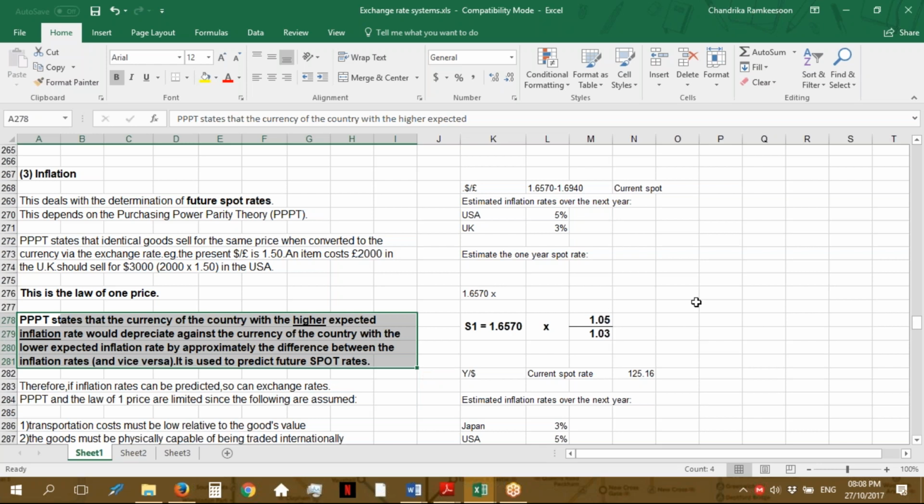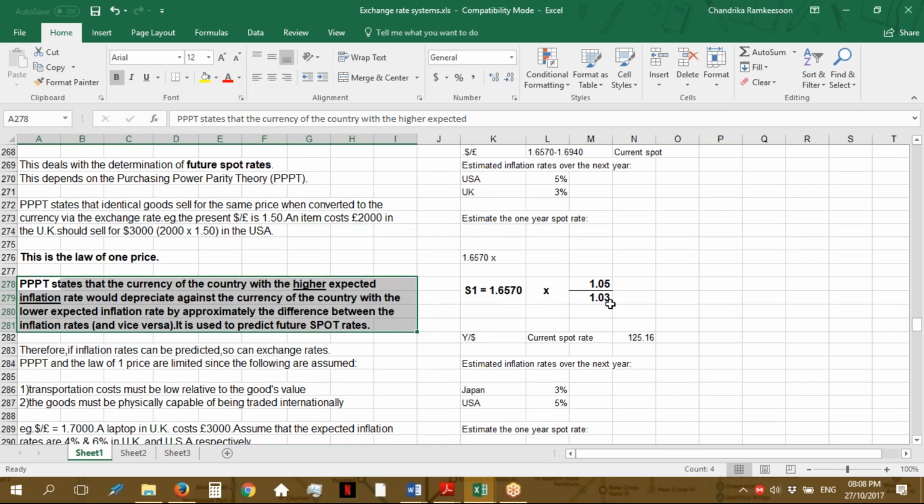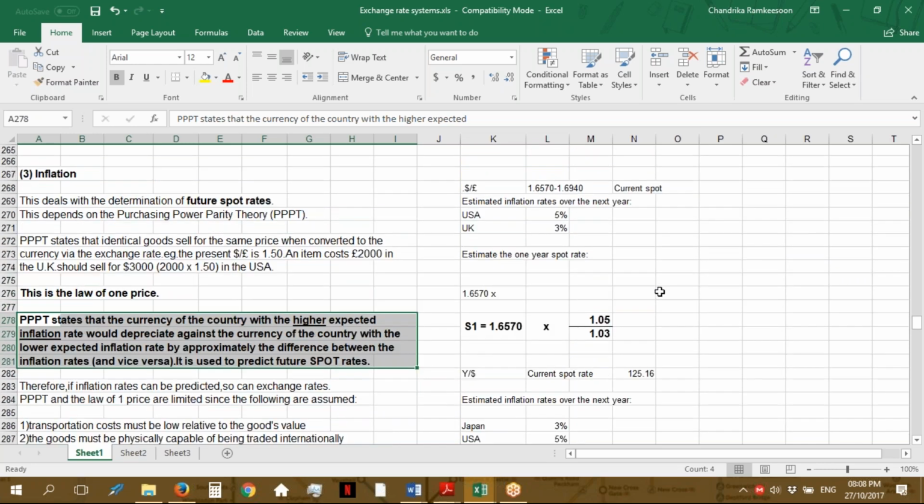It's always 1 plus, 1 plus. So your figure, the 5, has to go on top: 1.05. Your figure, the 3, underneath: 1.03. If it was the other way around, using the dollar, because this is the dollar, and if it was 3 and this was 5, then 3 will be on top. Because in that case, the UK is expected to have the higher inflation rate, and therefore the dollar would strengthen. And a strengthened dollar means a decrease in numerical value, you understand?